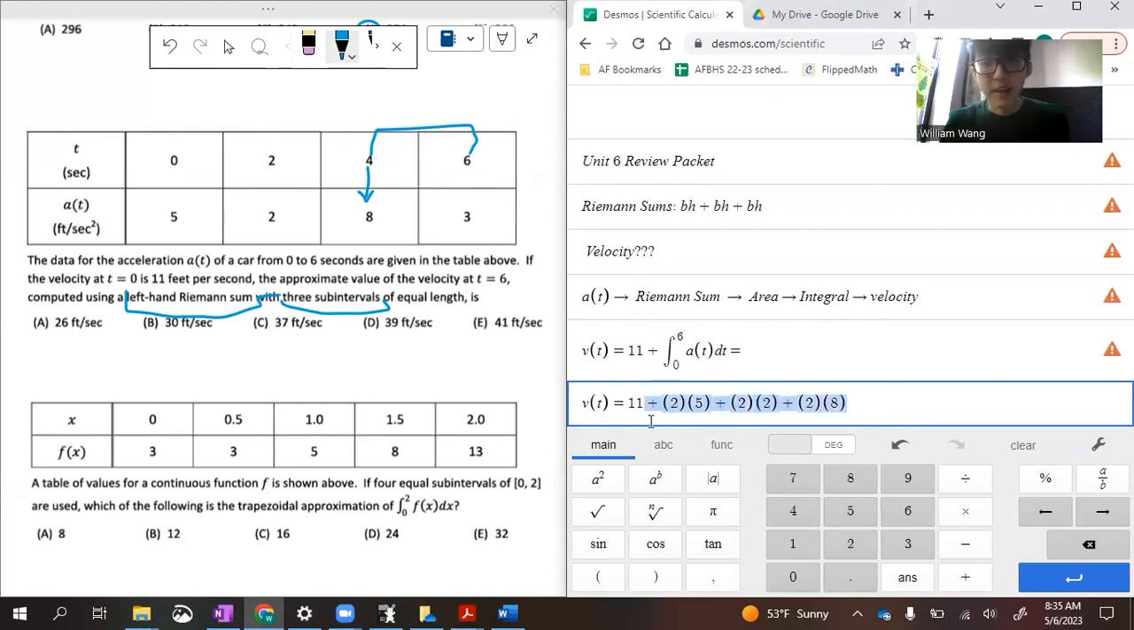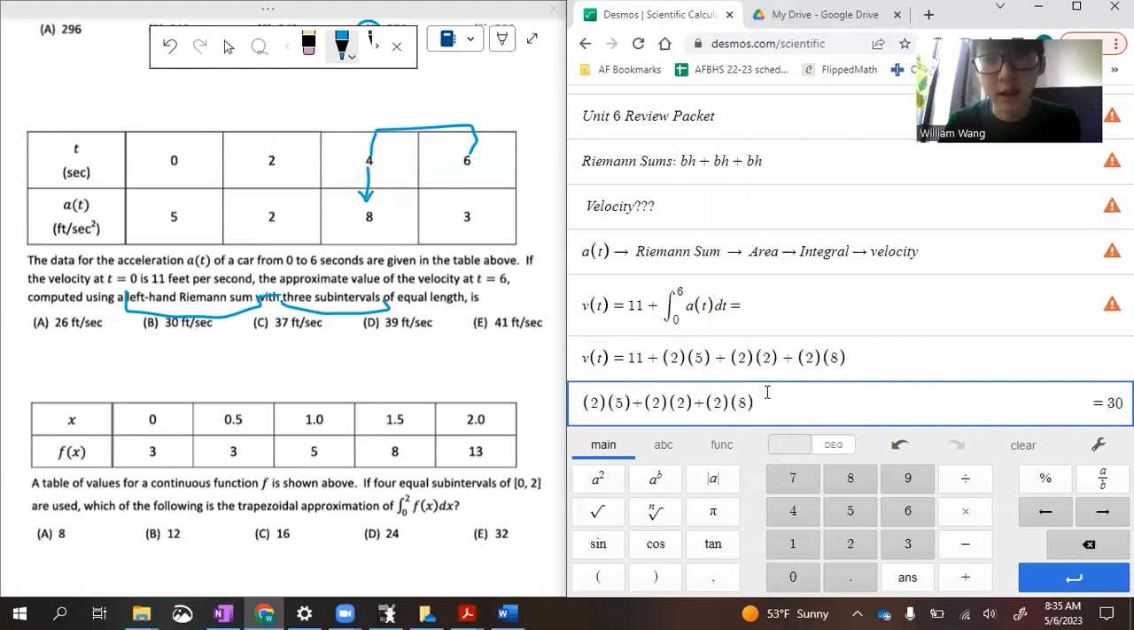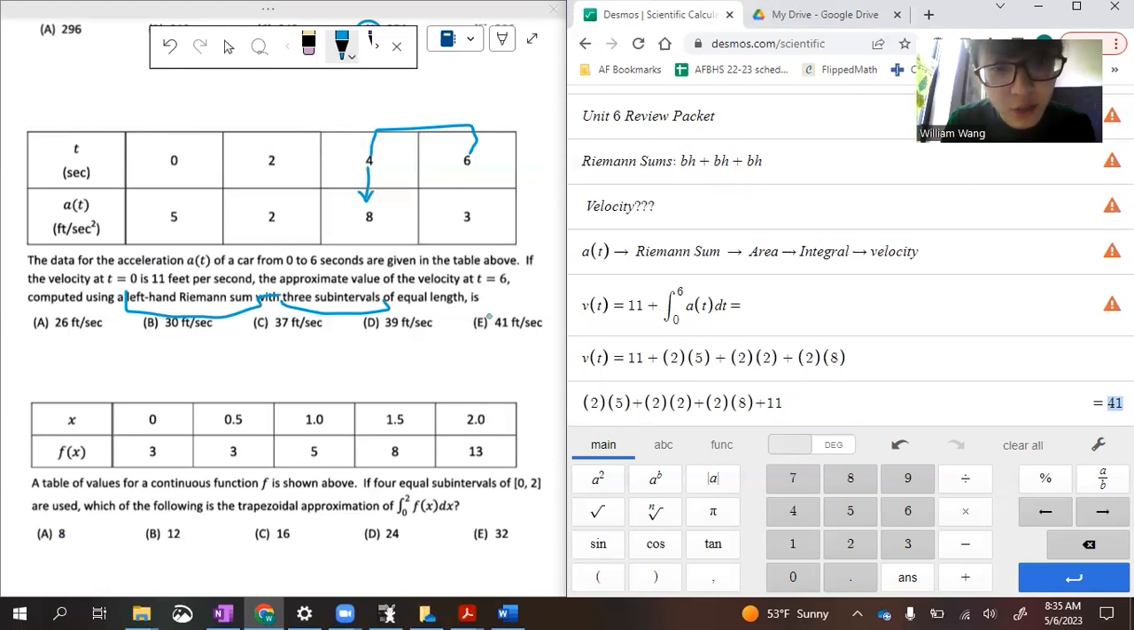All right, and you might calculate your integral and get 30. But don't forget, you have a starting velocity of 11. So you already start going at a velocity of 11. So your actual final velocity is going to be 41 feet per second. So your answer choice is going to be E. So hopefully that makes sense.